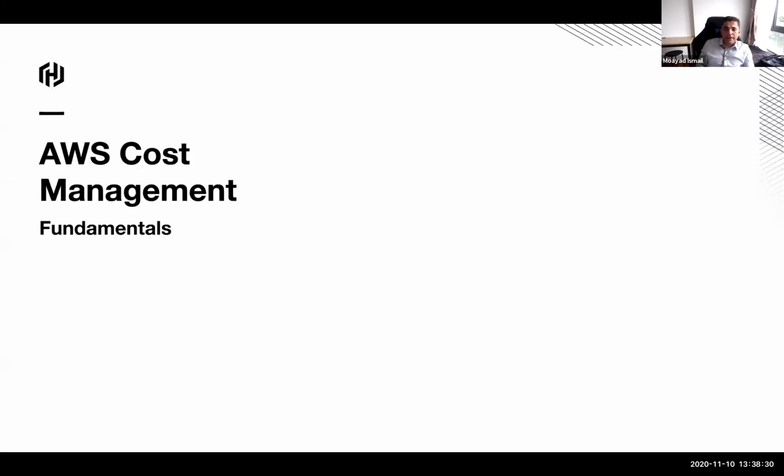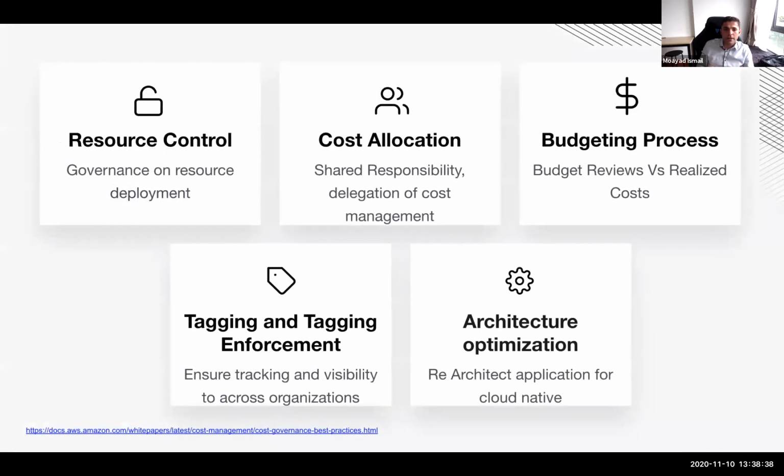So now that we've described how the cost management issues come about, let's discuss what AWS's prescription around best practices looks like. AWS has actually released a white paper that describes these best practices. We'll cover them very quickly. Starting from top left, resource control is all about workflows: how do you govern who can deploy resources, and the process for identifying and categorizing the resources that are deployed, right?